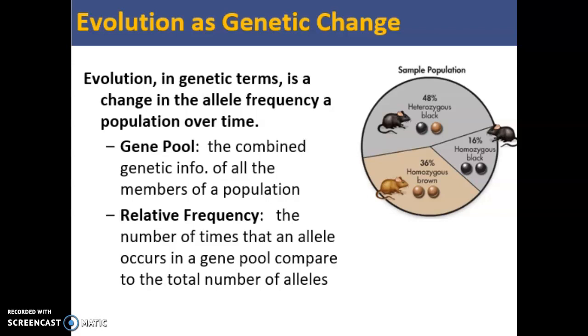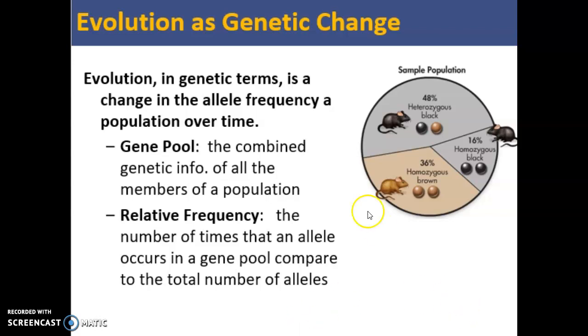In order for that definition to make sense, there's a couple terms that we have to get out of the way. First, we have gene pool, right? A gene pool is the combined genetic information of all members of a population, right? The relative frequency is how common or how popular a specific allele is within that gene pool.